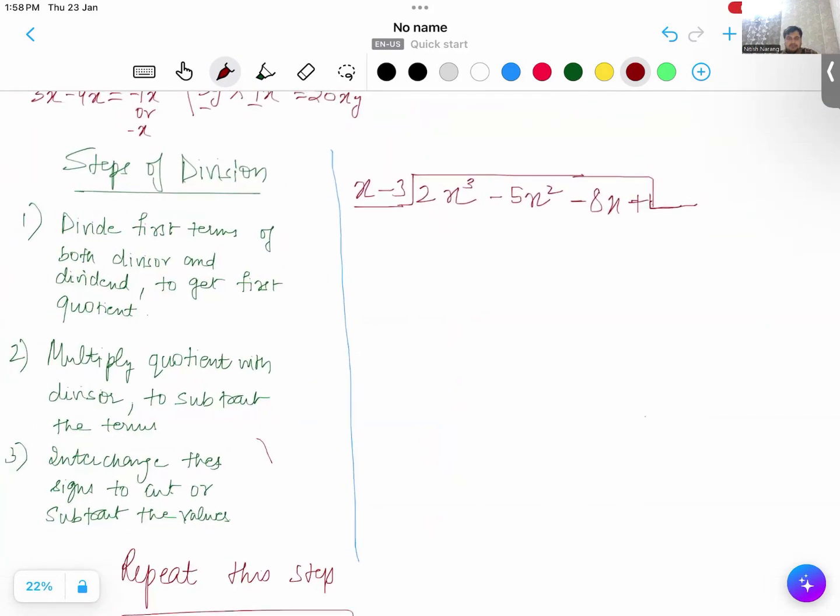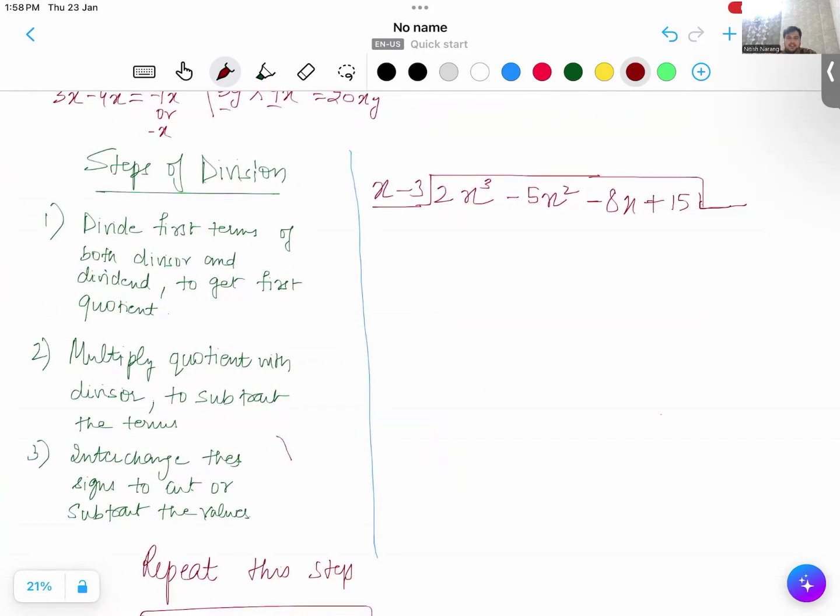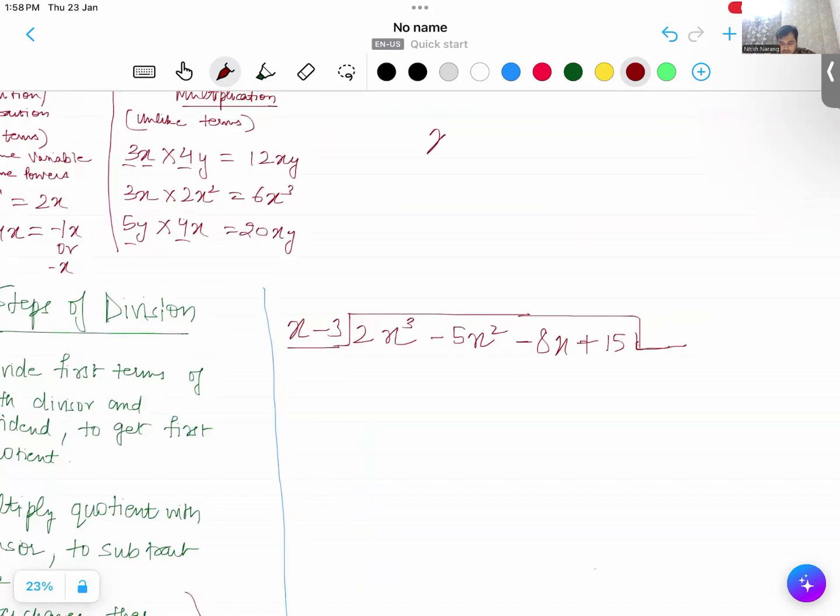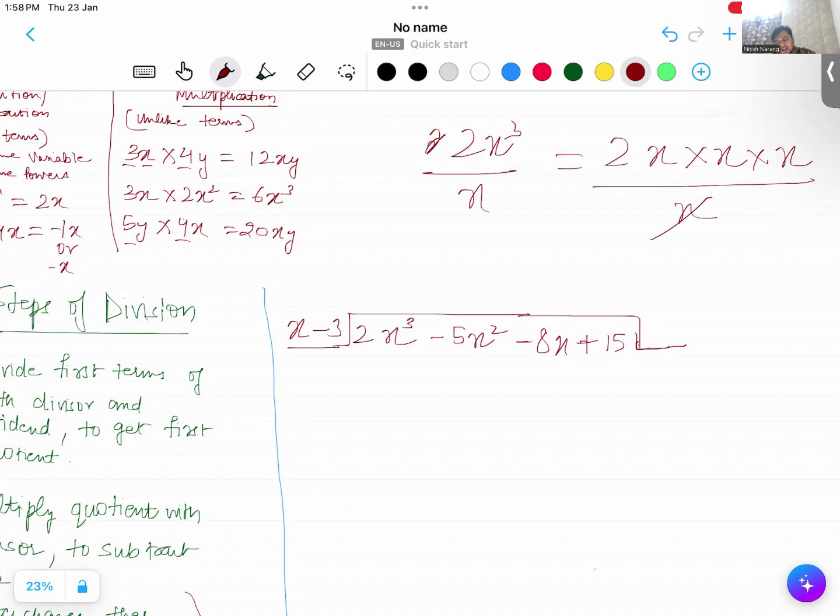So let's start with the first question. In this case, 2x cube is the first term of the dividend and x is the first term of the divisor. So we will divide 2x cube by x. 2x cube will be divided by x. X cube means x 3 times, and it will get divided by x, so one x will be cut off. So x into x, x square. So it will become 2x square. So we will get the first quotient as 2x square.